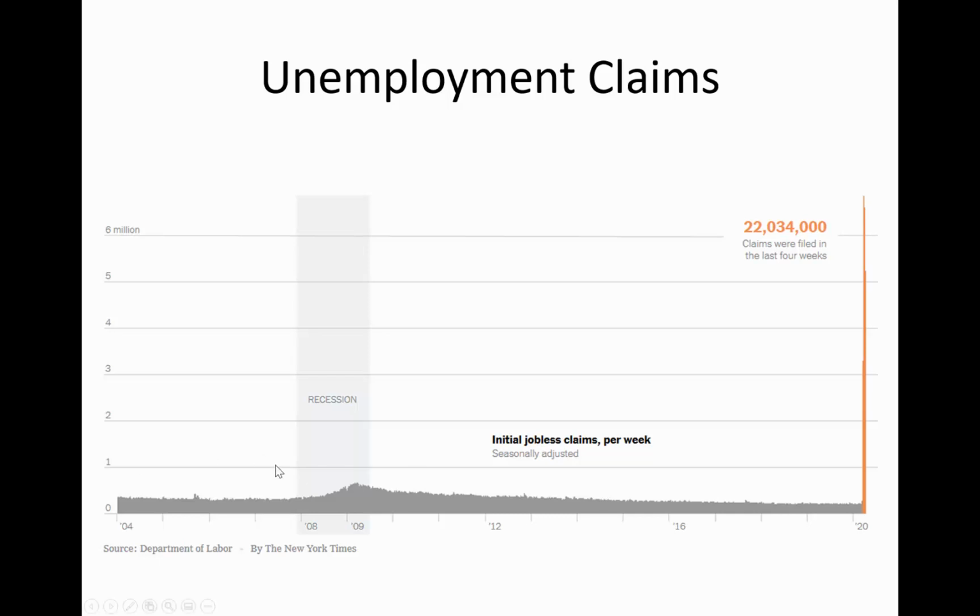And so what you can see is that there was a rise during this recession, but it's just absolutely dwarfed by the unemployment claims that were filed at the beginning of this pandemic. It's completely off the charts at 22 million, compared to what we used to think of as a recession, which was an increase that didn't even achieve 1 million new jobless claims in a week.